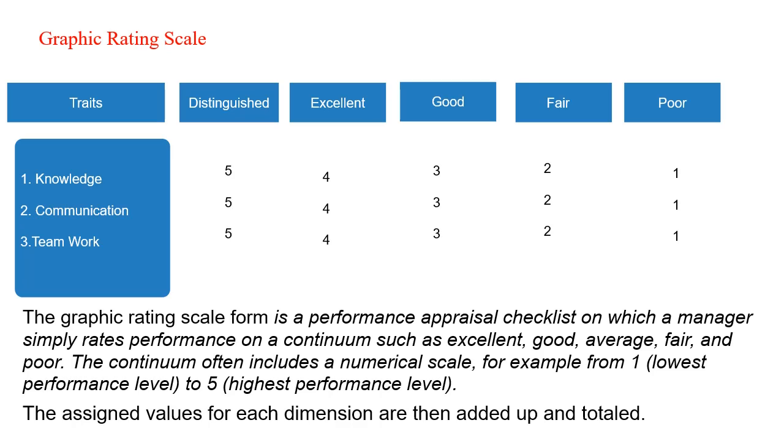1 is poor behavior, poor performance level. 5 is the highest performance level. Finally, the assigned values. So for knowledge, if the supervisor assigns 5. For communication, if the supervisor assigns 3. For teamwork, if the supervisor assigns 2. So here, all these assigned values are added and totaled. And then you identify the performance of the employee.